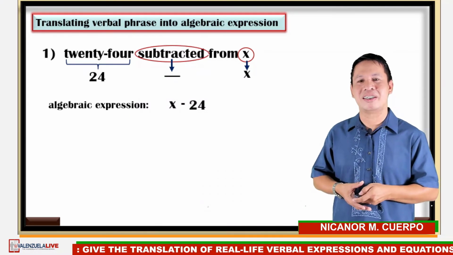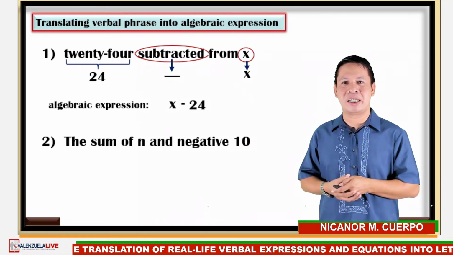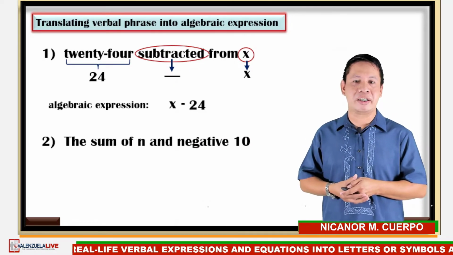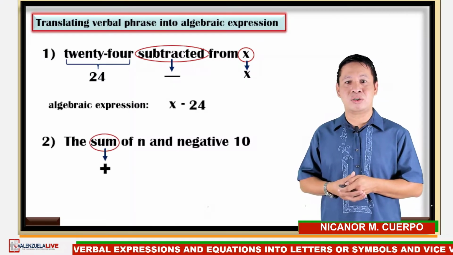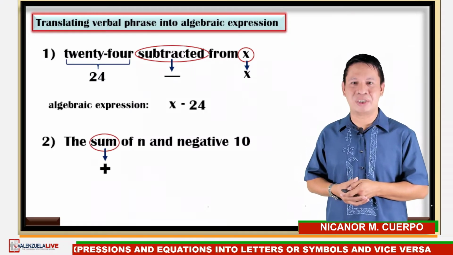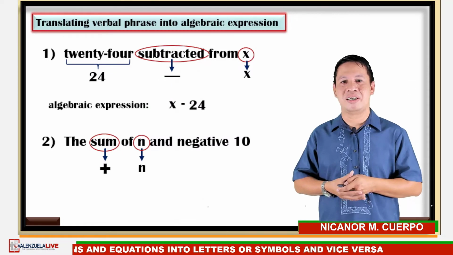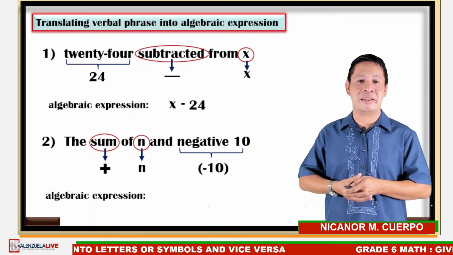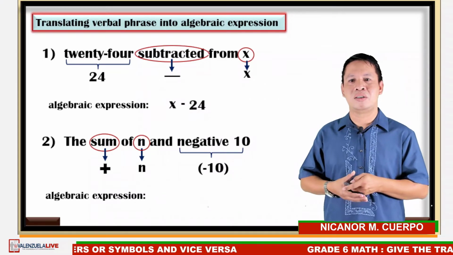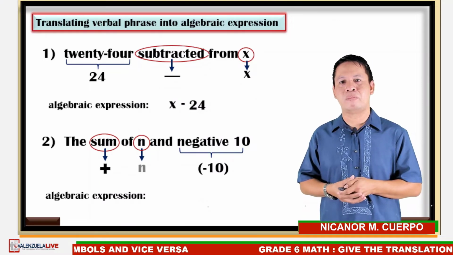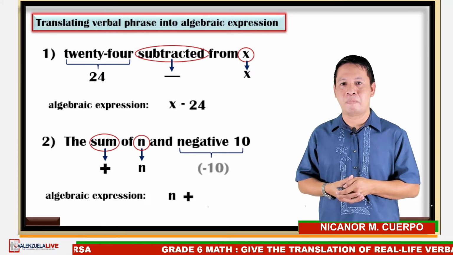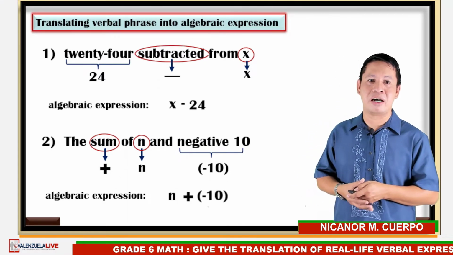That's right. For our second expression, the sum of n and negative 10. So the word sum means addition. And n is a variable. Then a negative 10 in symbol. So in algebraic expressions, that would be n plus negative 10.